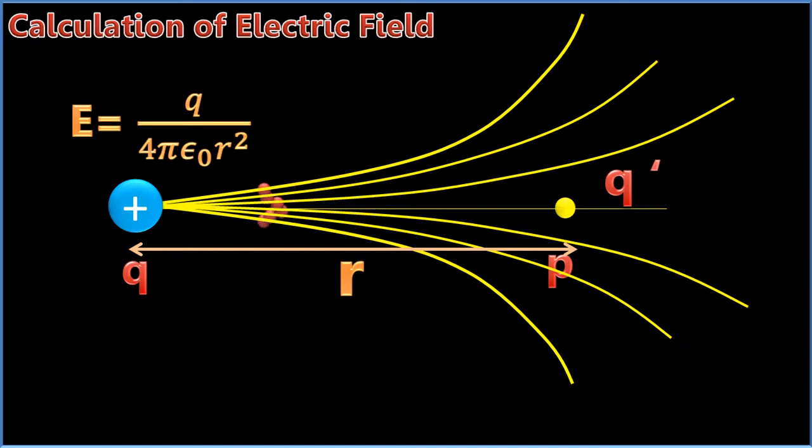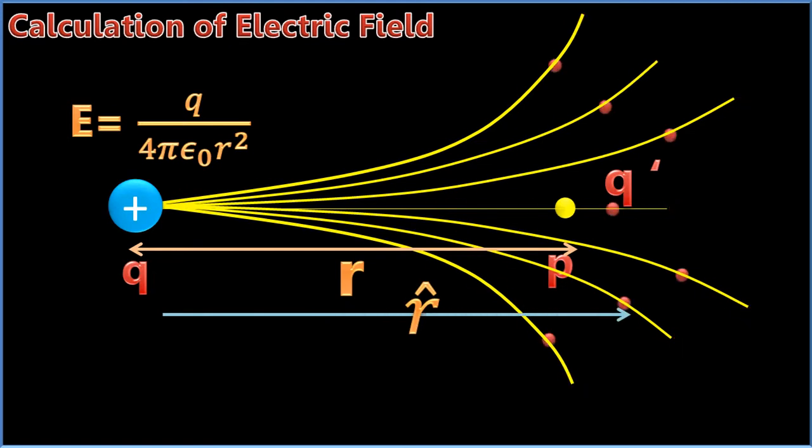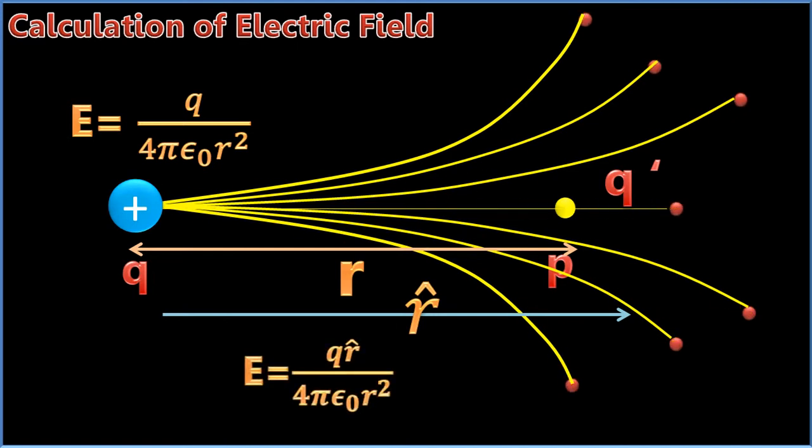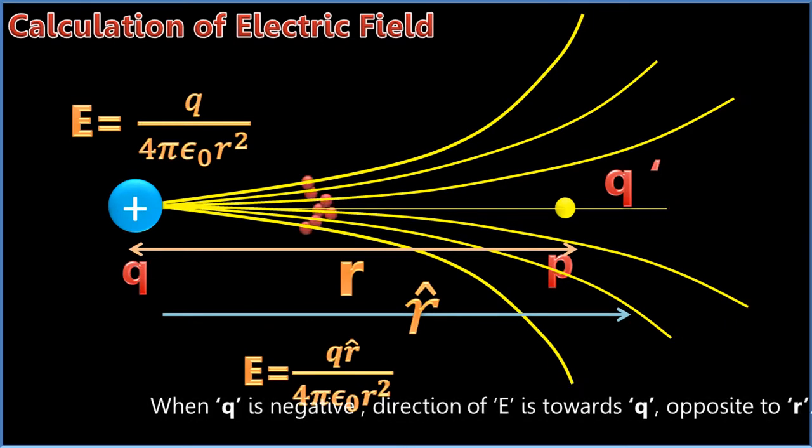Electric field for either a positive or negative charge, in terms of unit vector r cap directed along the line from charge Q to point P, is E is equal to Q r cap by 4 pi epsilon 0 r square. Here r is equal to the distance from charge Q to point P. When Q is negative, the direction of E is towards Q, opposite to r cap.